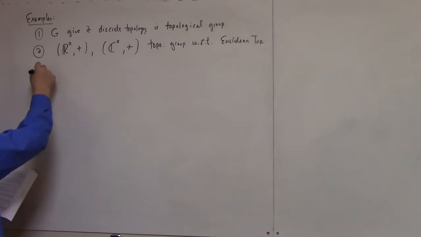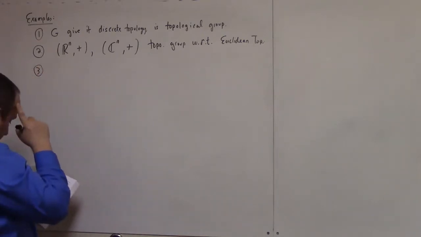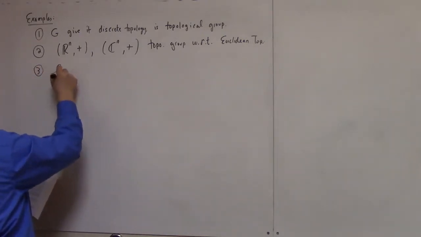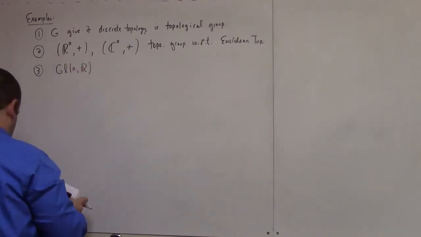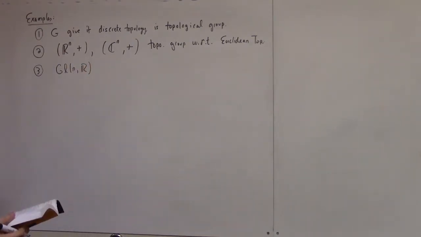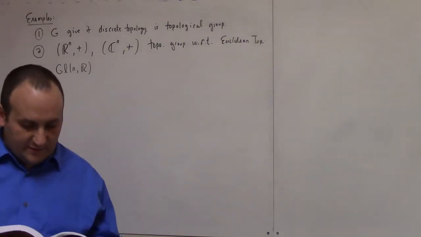3, and I may have talked about this already, I'll talk about it again. If you look at GL_n(R), let me just remind you what this is. This is the set of invertible n by n real matrices.